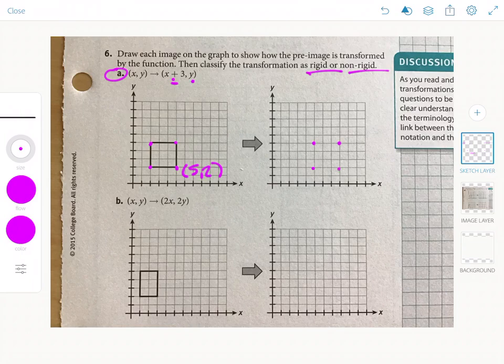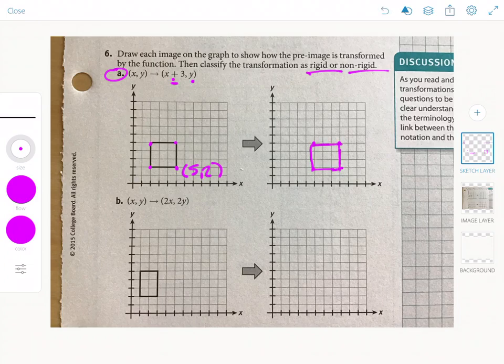And similarly for this point up here. This is called a rigid motion because the shape has moved over, and there's not much more to it than that. The shape has just moved left, right, up, down. In this case, it just moved to the right 3 spaces. So that's called a rigid motion.